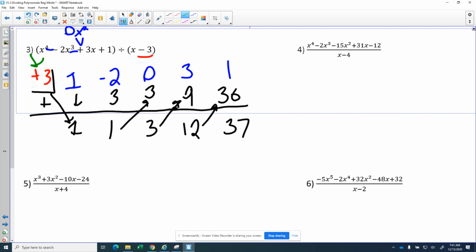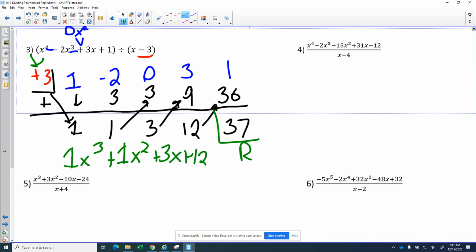At this point, we can get to our final answer. We know 37 is our remainder. And what we're going to do is we're going to count 1 away from the original. If we had an original equation of x to the 4th, this would be 1x cubed plus 1x squared plus 3x plus 12 with a remainder of 37.